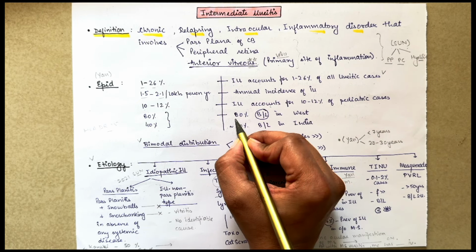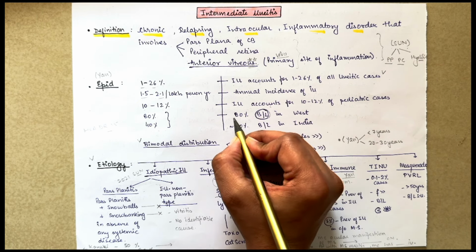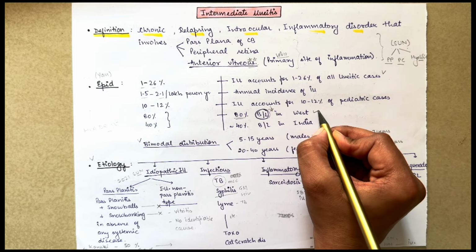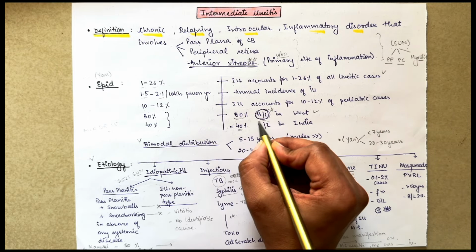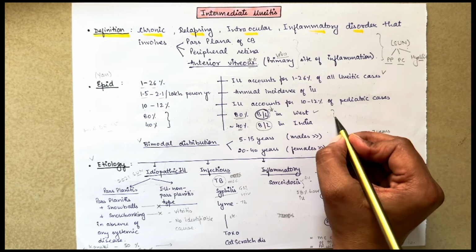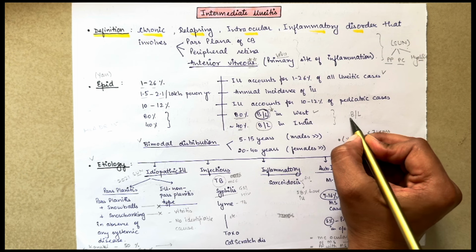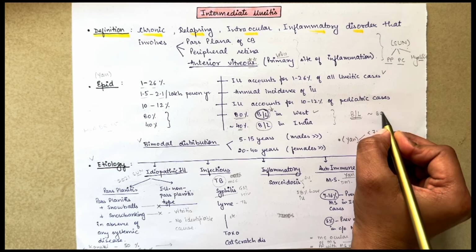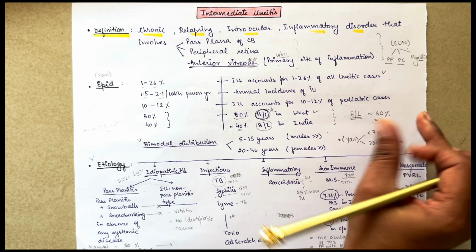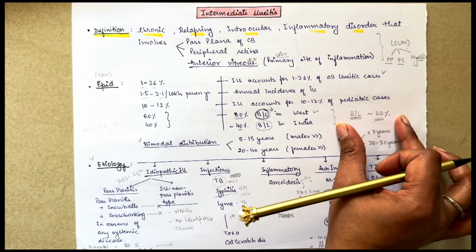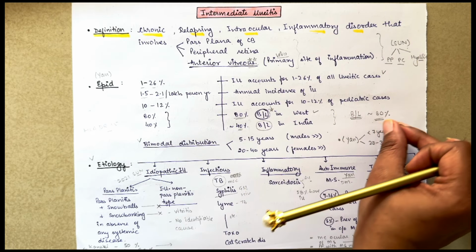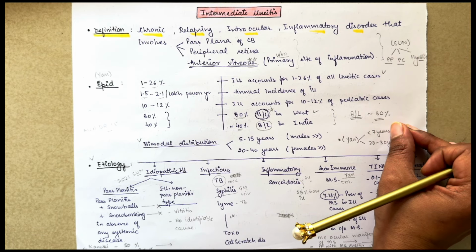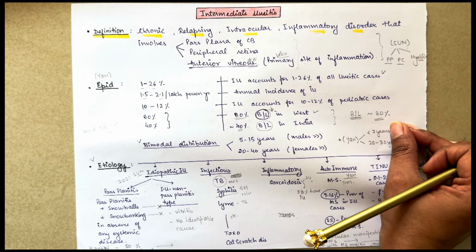You have to remember that 80% of intermediate uveitis are bilateral, especially in the West, and in India it is 40%. But in general, you will say that it is usually bilateral in 80% of cases. So remember that intermediate uveitis is generally bilateral. This is just to mention in exams so that the epidemiology section is covered.